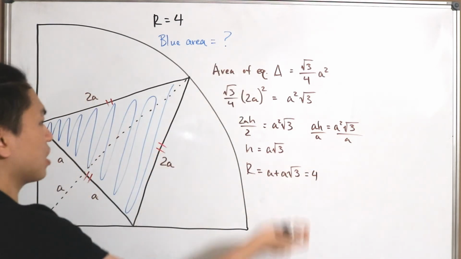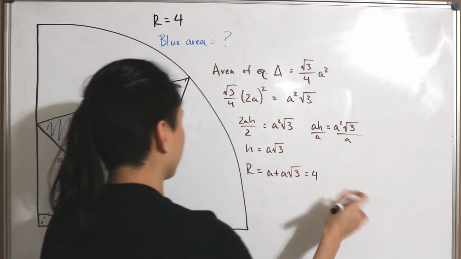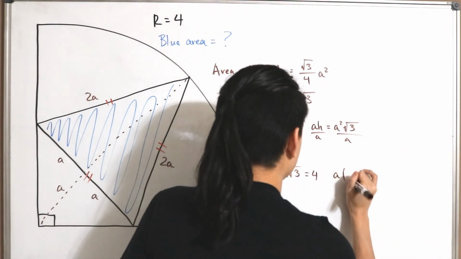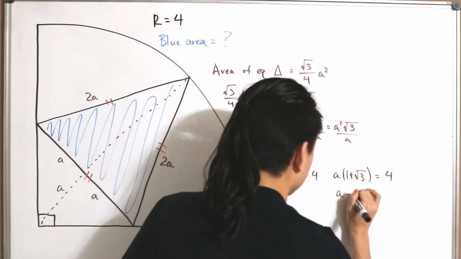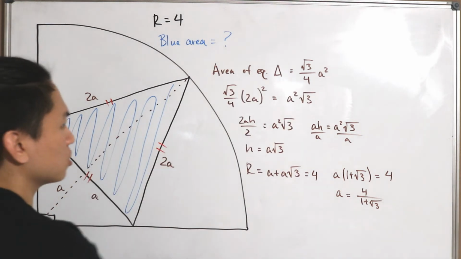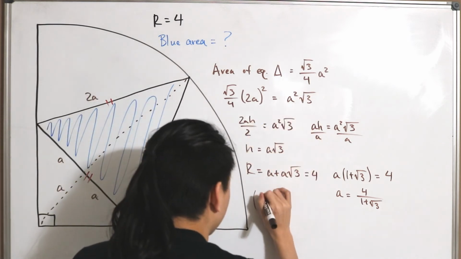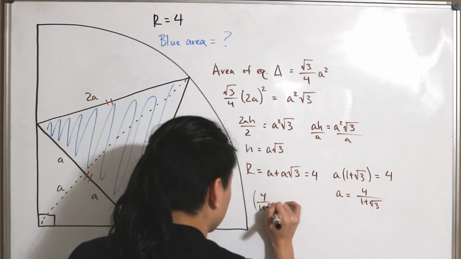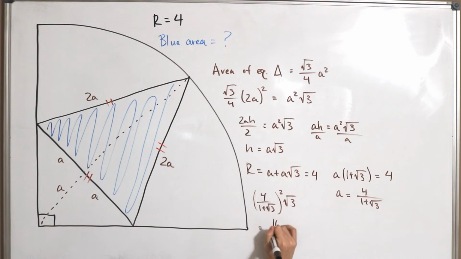Then we can solve for the length of A with a little bit of algebra: factor out the A. So we have A times the quantity 1 plus the square root of 3 equals 4. And so A is equal to 4 divided by 1 plus the square root of 3. Smooth sailing from here. All we do is plug this A back into our equilateral triangle formula. So now we have 4 divided by 1 plus the square root of 3, squared, multiplied by the square root of 3. And so we have 16 divided by the quantity 1 plus the square root of 3, squared.